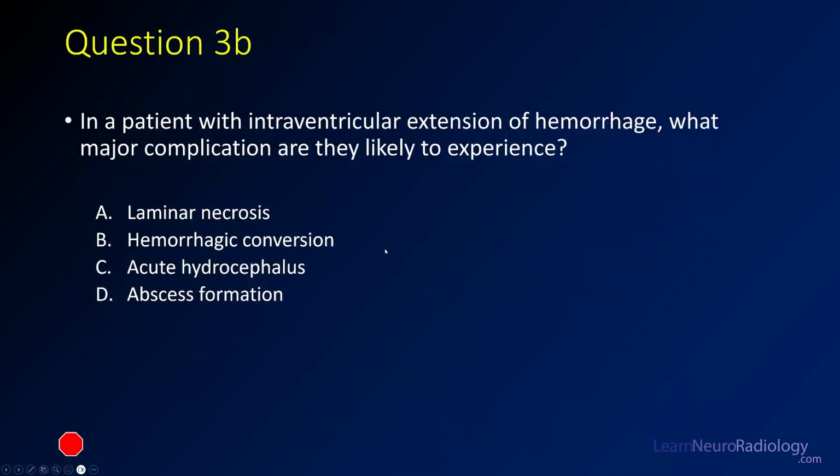And so your question 3B is, in a patient with intraventricular extension of hemorrhage, what major complication are they likely to experience? Are they going to get laminar necrosis, hemorrhagic conversion, acute hydrocephalus, or abscess? So think about that for a second.